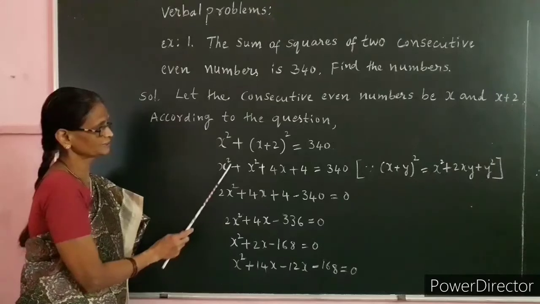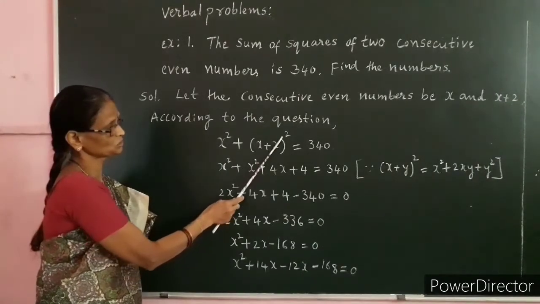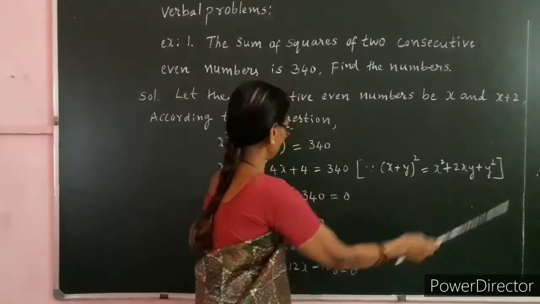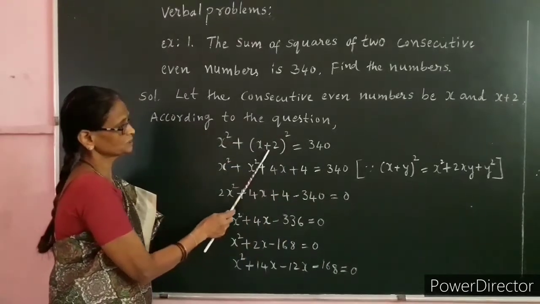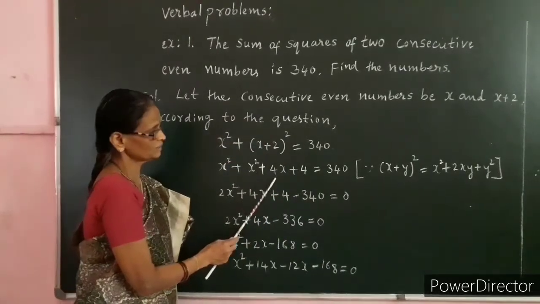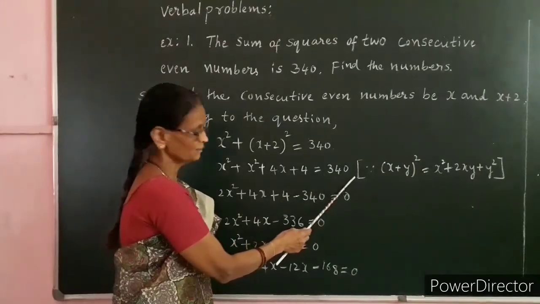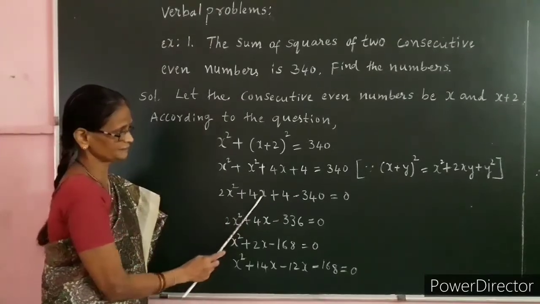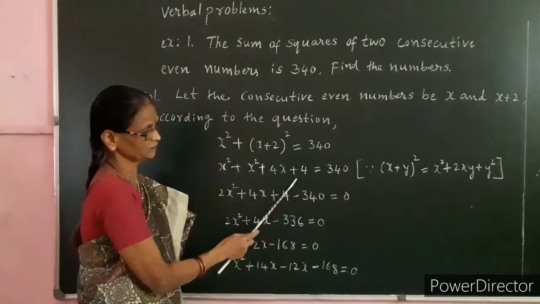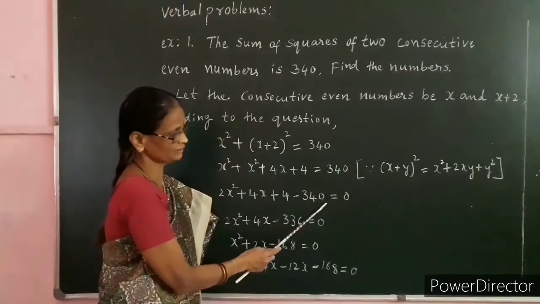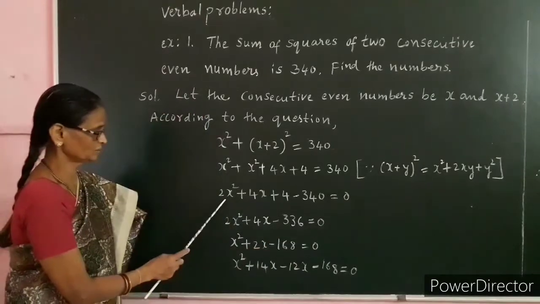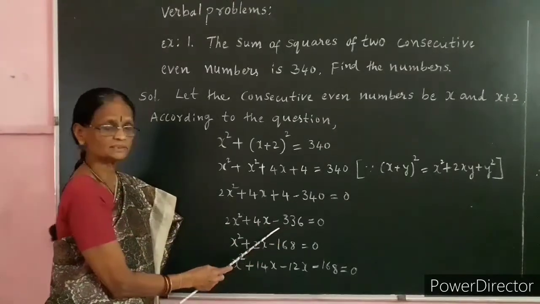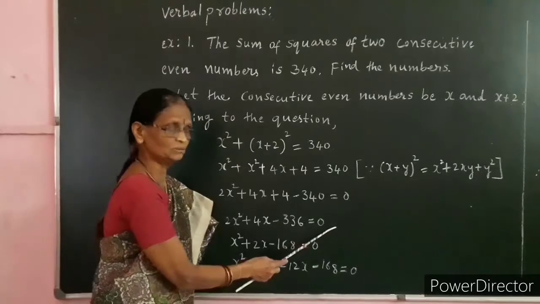Then simplify, using the identity (x plus y) whole square equal to x square plus 2xy plus y square. Applying the identity, the expansion of (x plus 2) whole square is x square plus 4x plus 4, equal to 340. Now x square plus x square is 2x square, 4x as it is, plus 4. Transpose 340 to the LHS, it becomes minus 340 equal to 0. Now 2x square plus 4x plus 4 minus 340, which is minus 336, equal to 0.